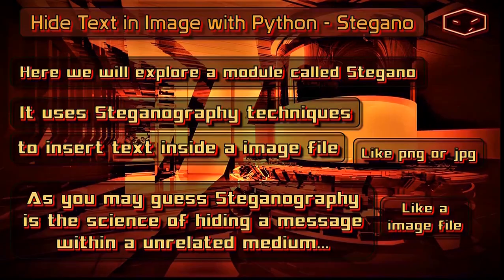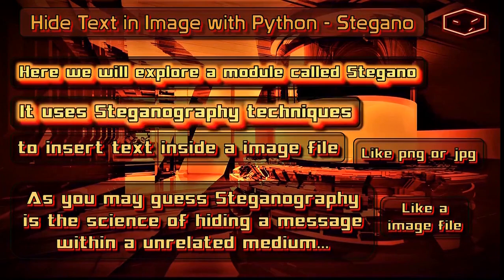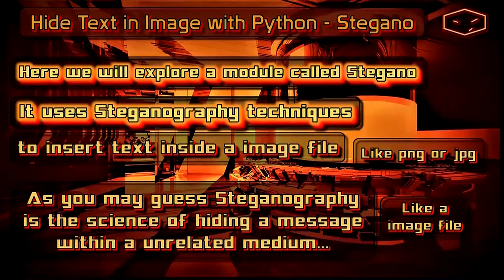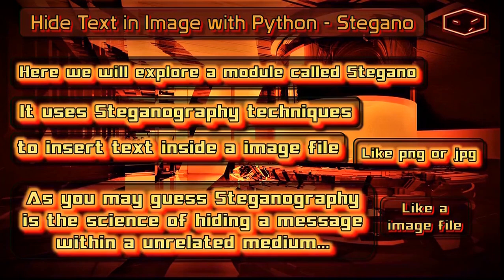Hello again. Here we will explore a module called Stegano. It uses steganography techniques to insert text inside the image file, like a PNG or a JPG. As you may guess, steganography is the science of hiding a message within an unrelated medium, like an image file.